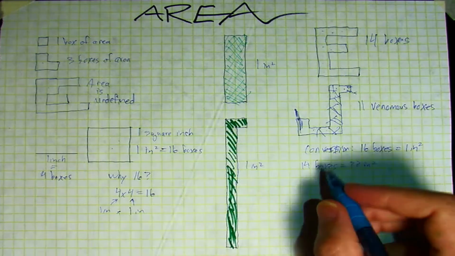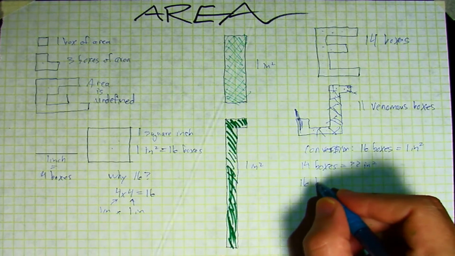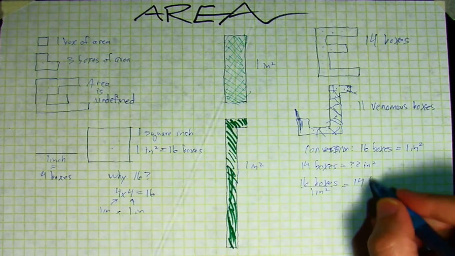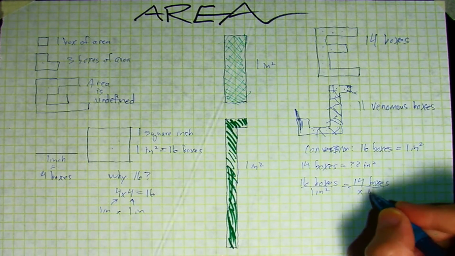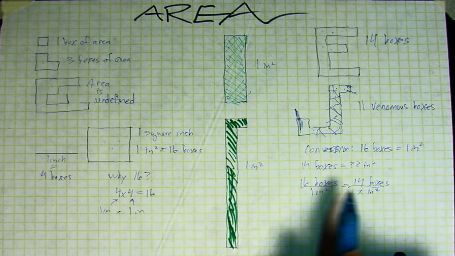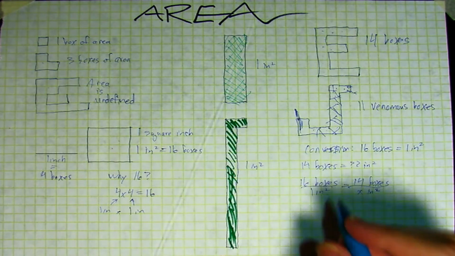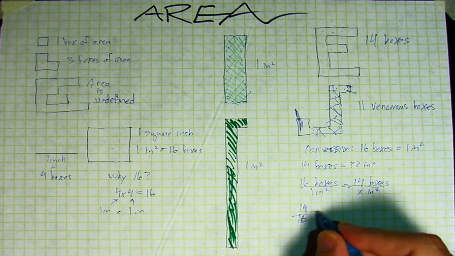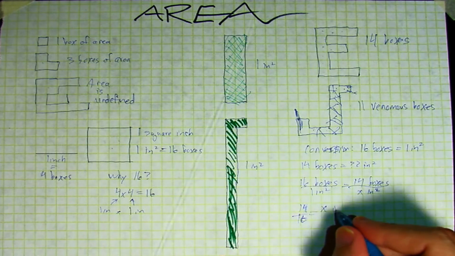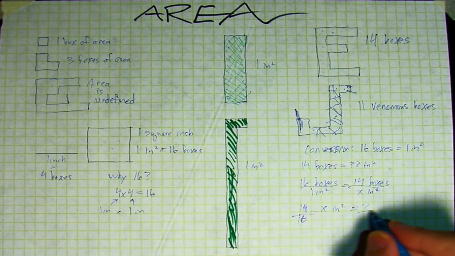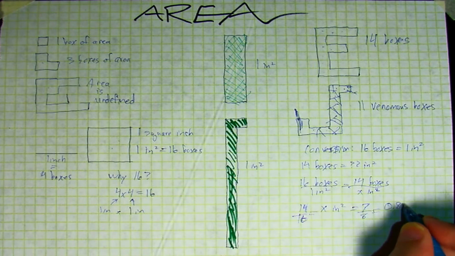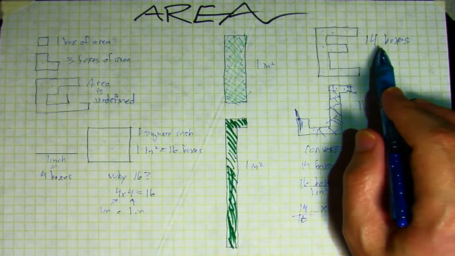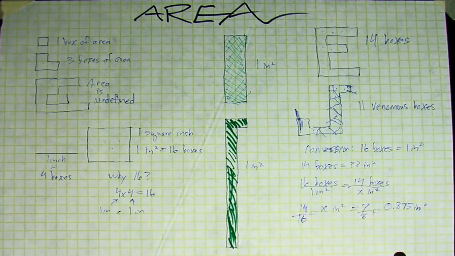There's a couple ways to do this. With a proportion, you could say 16 boxes is 1 square inch, and that will be equal to 14 boxes over x square inches. But you don't really need to know cross multiplication, division, multiplication, whatever. What you can just do is say that 14 over 16 is going to be equal to x inches squared, and as a decimal that would be 7 over 8, which is 0.875 inches squared. And that makes sense because that's a little less than 1, because this was a little less than 16 boxes, which would be 1 square inch.